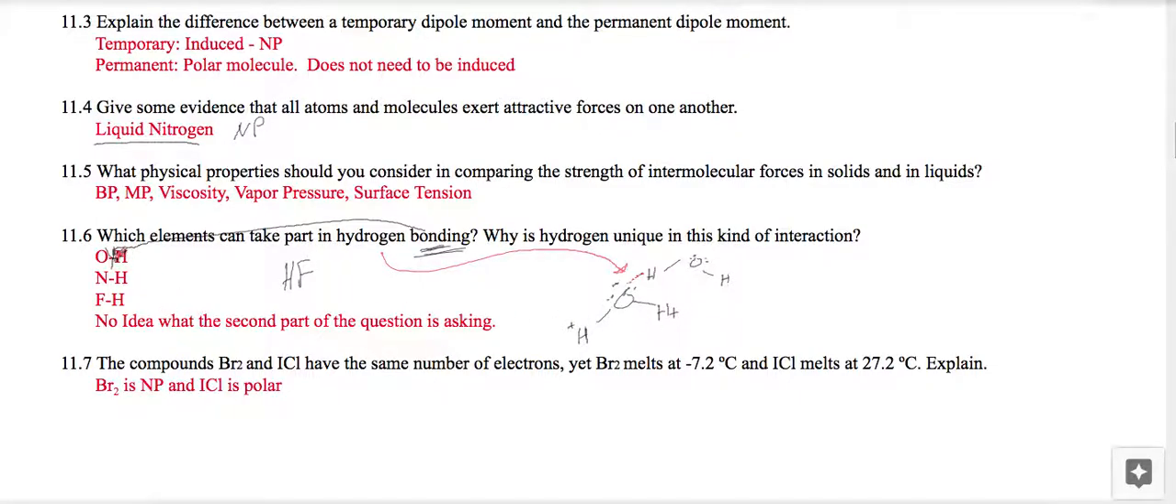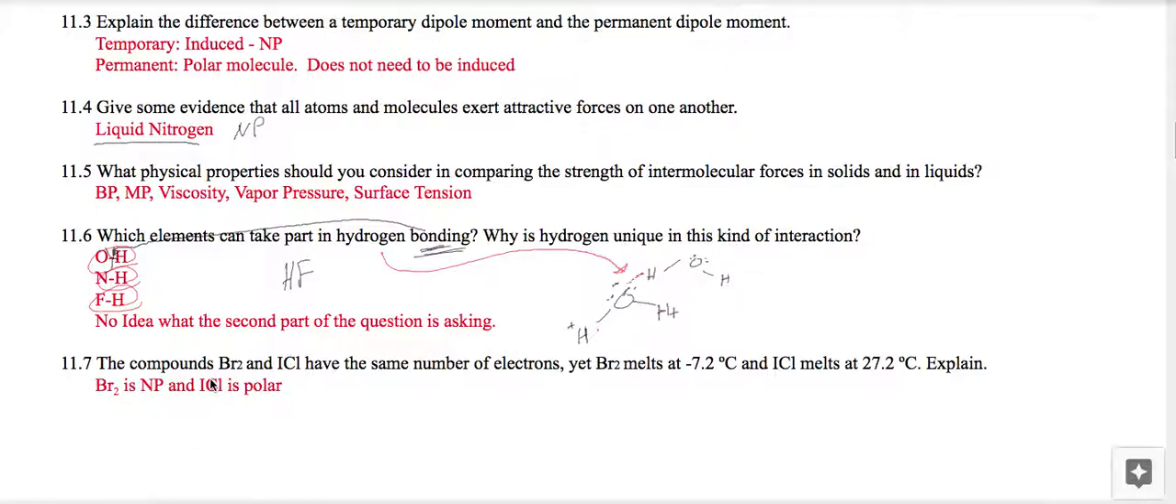In order to have hydrogen bonding, we have to see this in the molecule. We have to have that bond, specifically one of those three, in the molecule. Water has two of them, oxygen to hydrogen, and because of its shape, it turns out to have very strong intermolecular forces relative to its size.